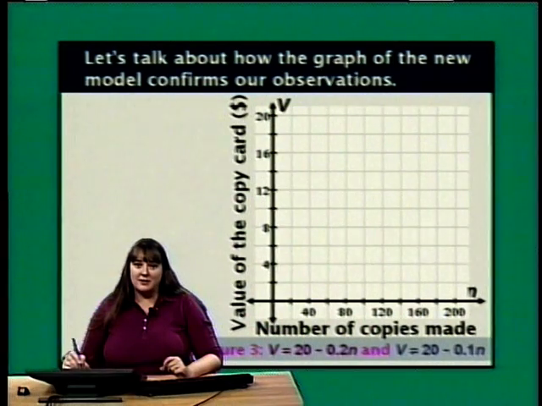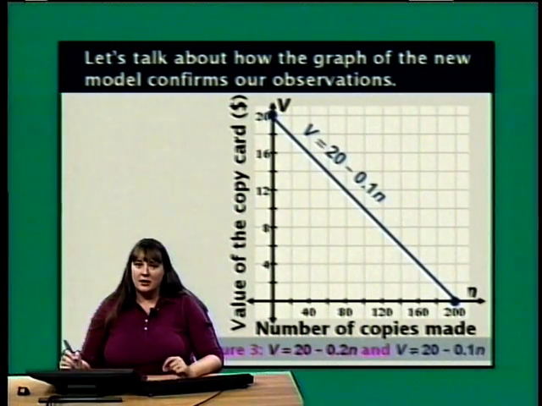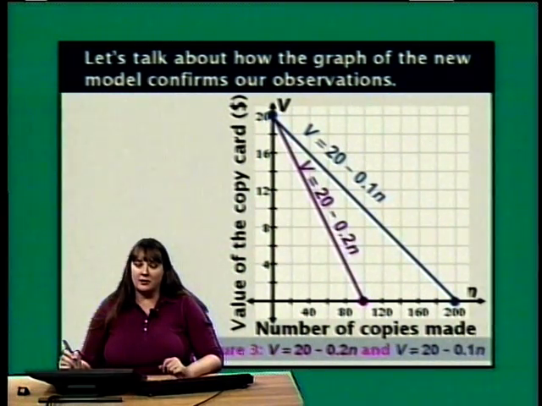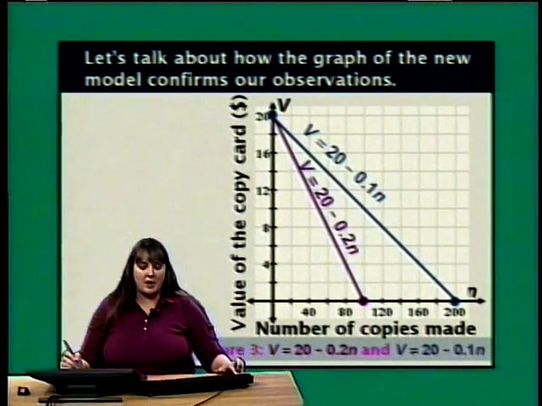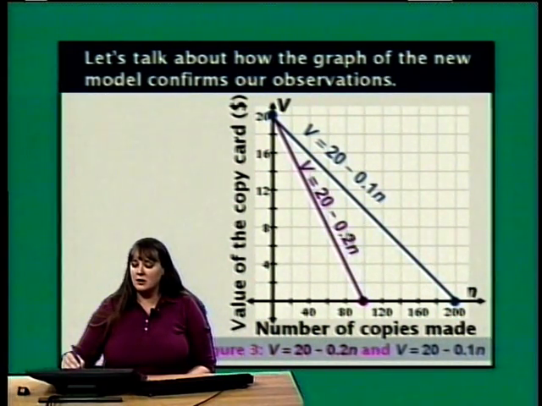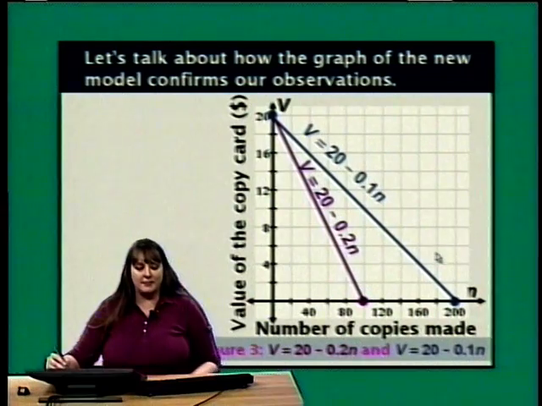So let's look at a graph and talk about how the graph confirms the observations we made. So in our graph, we're going to look at the model v equals 20 minus 0.1n. That was the second model we talked about. And then our new model for the color copier, v equals 20 minus 0.2n. We noted that they would both have the same vertical intercept, and indeed they do. But we said the line for the color copier would be steeper than the graph for v equals 20 minus 0.1n, and we definitely see that in the graph.